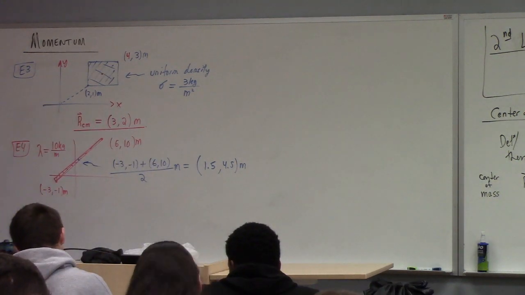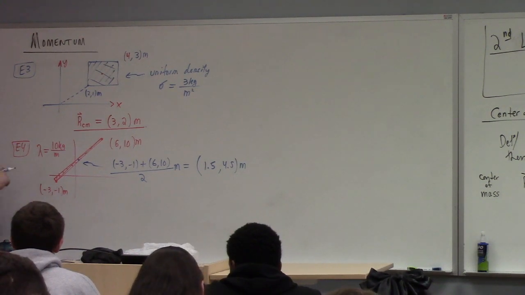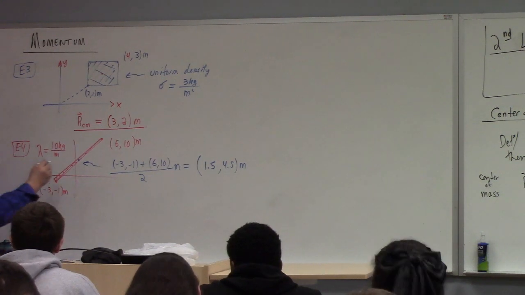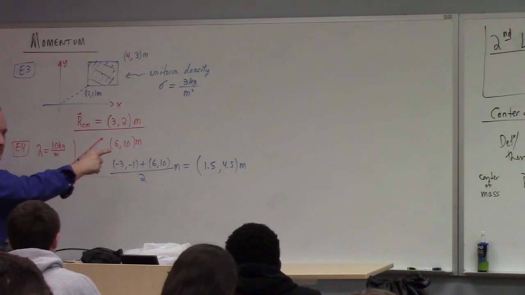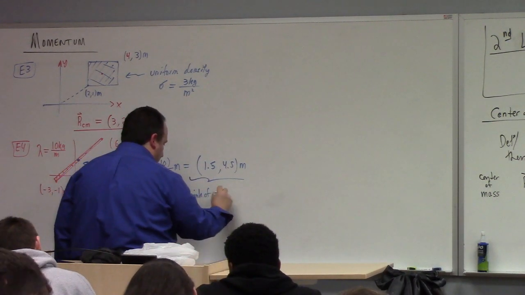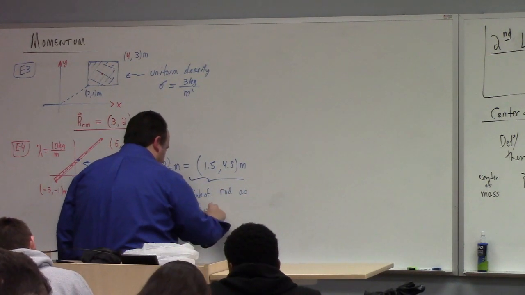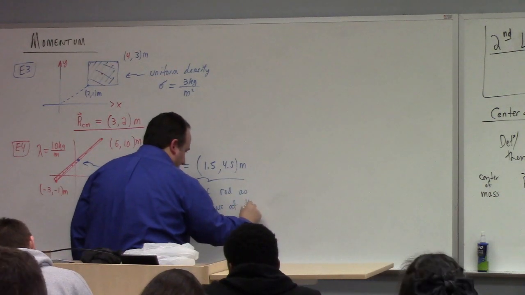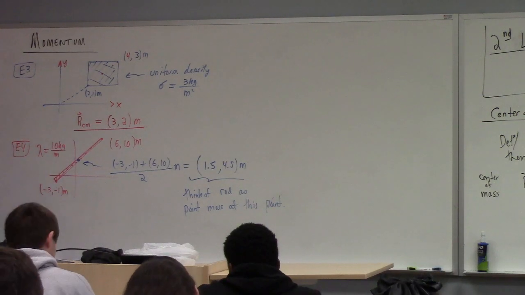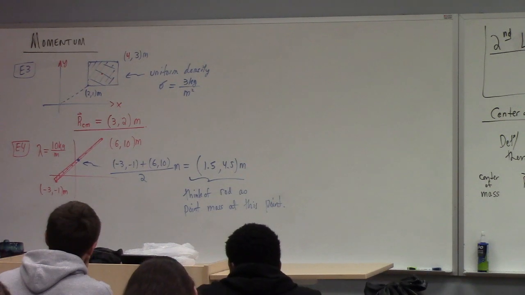Now here's the deal. Conceptually, this rod of length, whatever that is, is equivalent to a single mass at this point. You can think of the rod as a point mass at this point. What would the mass of that point mass be?